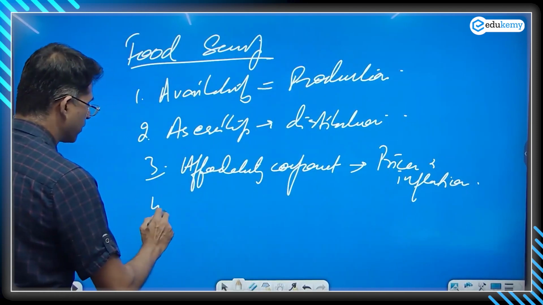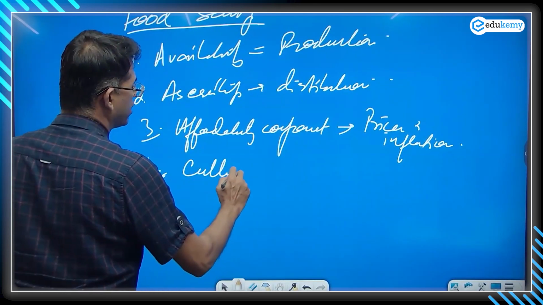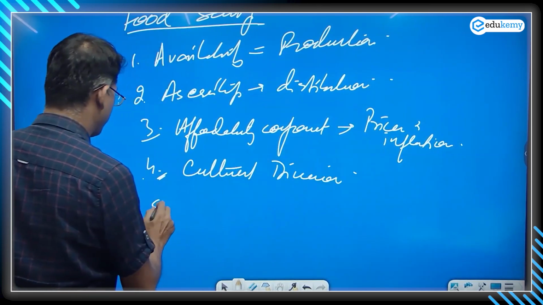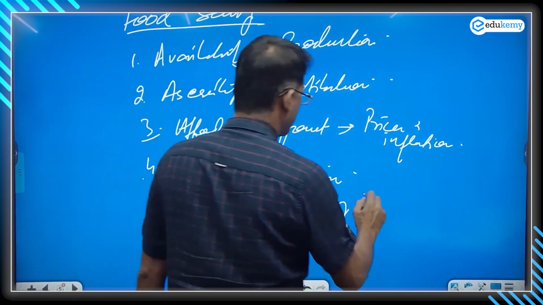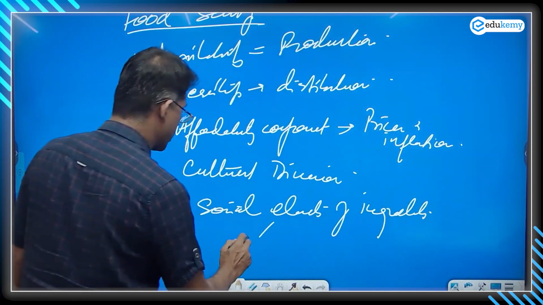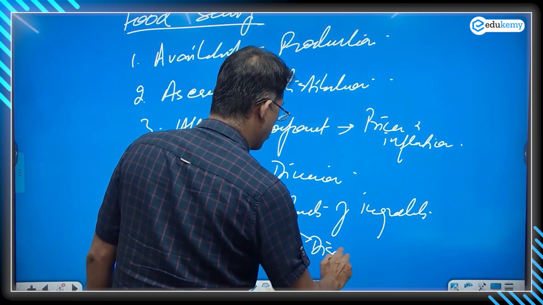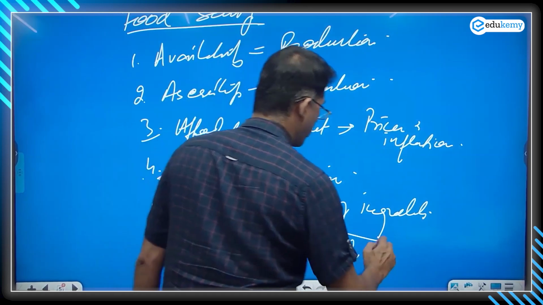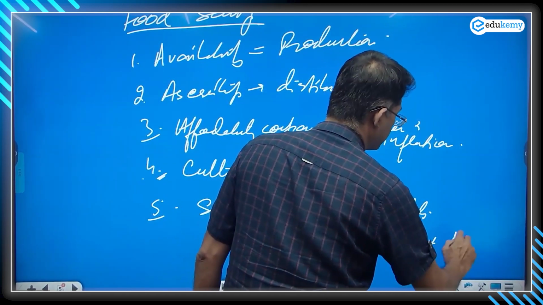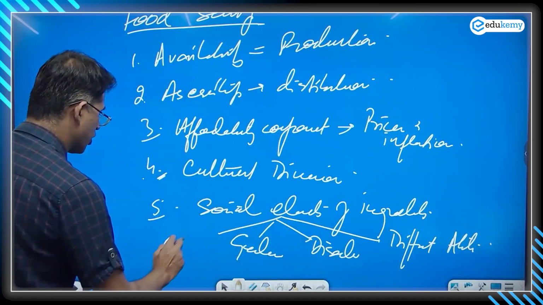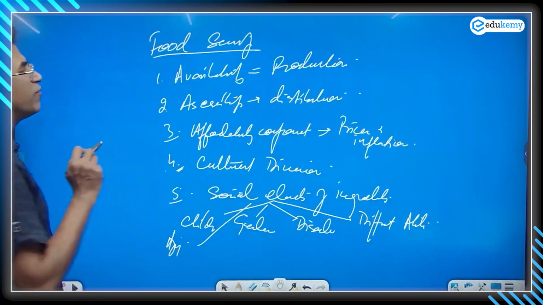Besides this, in food security there is also a cultural dimension. We also have issues of social elements of inequalities. We're talking about gender issues. We're talking about disadvantaged groups. We're talking about people with different abilities. We're talking about children, the aging population. So broadly, these are the elements of food security.